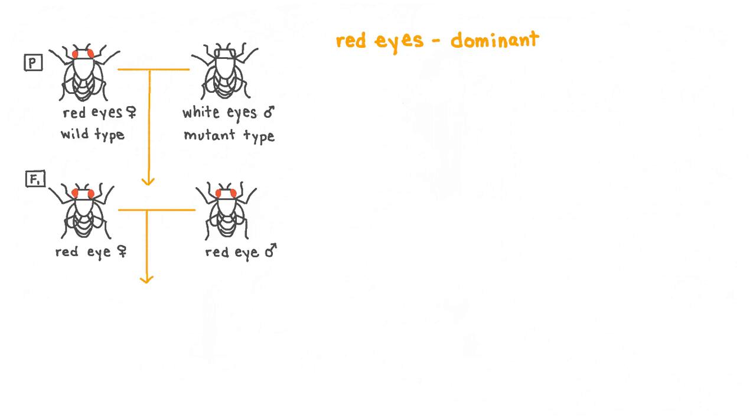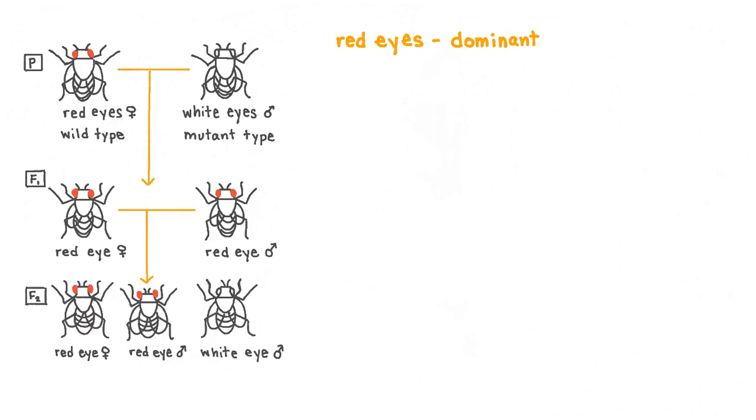He then crossed the males in this generation with the females. Among the offspring from this cross, or the F2 generation, 75% had red eyes and 25% had white eyes, which is what he had expected based on a dominant recessive trait. However, he was surprised to note that, once again, all the white-eyed flies were male and there were no female white-eyed flies. This led him to believe that the gene for eye color was carried on the X chromosome. But how did he reach this conclusion?